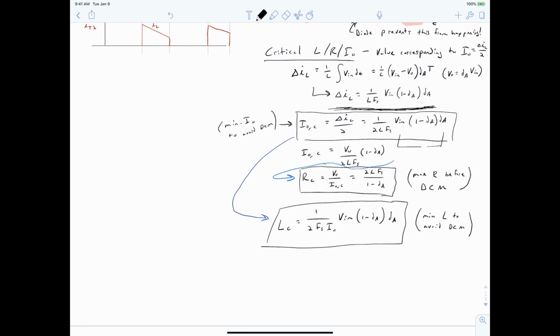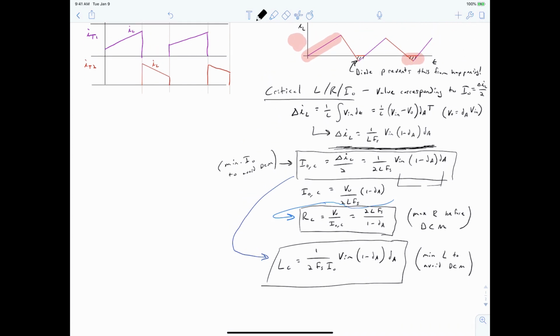You can derive similar expressions for the boost and the buck-boost converter, following the same process that we used here by developing an expression for your ripple current and then using it to find values of average output current, resistance, and inductance when the average output current is half of the ripple current.